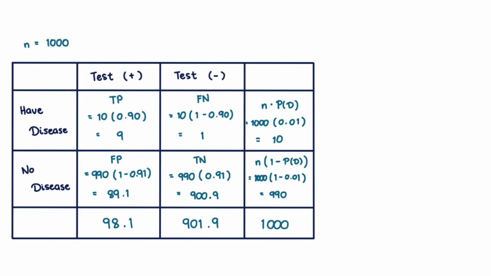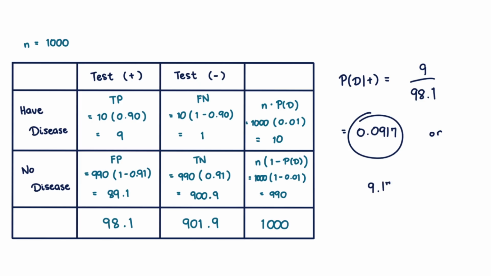Yep, that fits. So our probability of having the disease given a positive test result is equal to 9 over 98.1, or 0.0917, or 9.17%. They are the same. There's 0.1 and 0.9 dogs in this table, so I probably should have made the pretend population 10,000, but the answer is still the same.